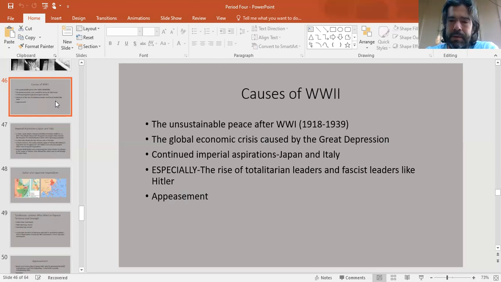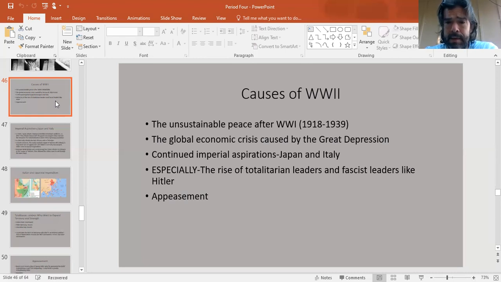Well, it was really hard to have a sustainable peace without the most powerful country on earth, and that's what the United States was after World War I. It was not an active participant in that peace. So all of these are going to be a problem. Number two, the global economic depression after World War I. This does a lot of things to set the table for World War II.